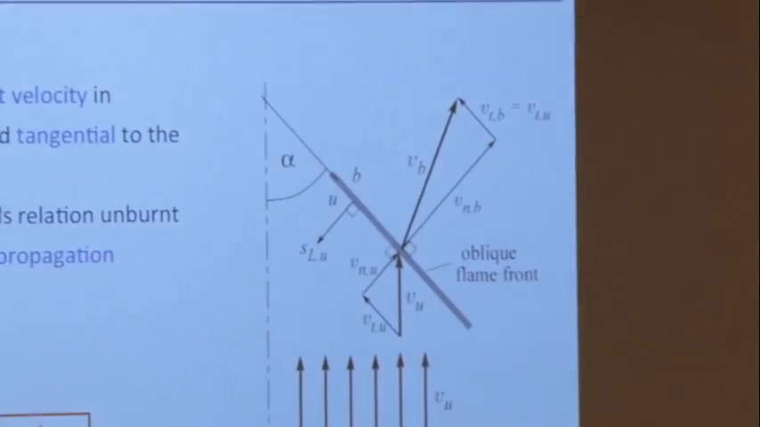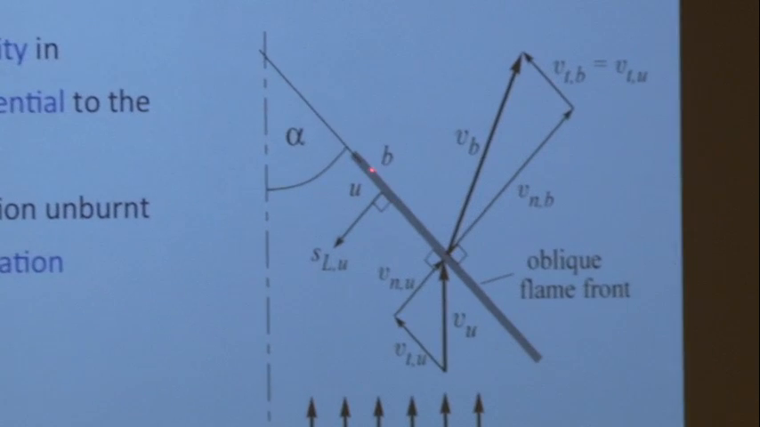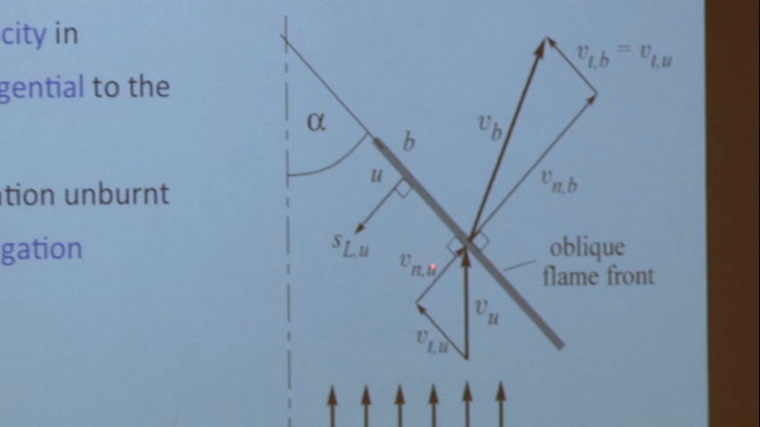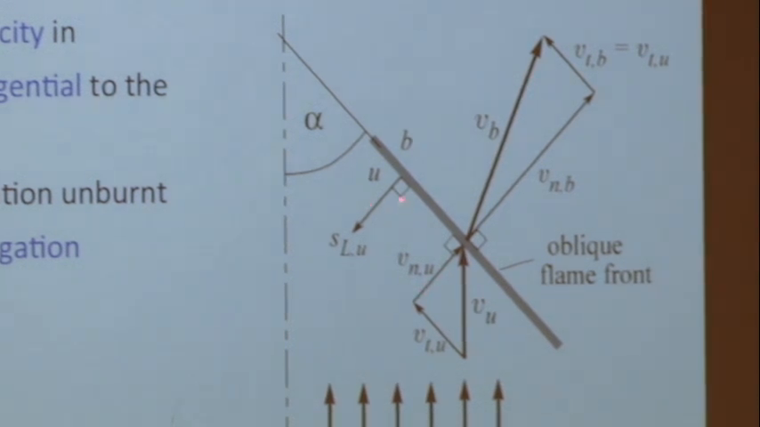Typically, we are more interested in the burning velocity with respect to the unburned gases, because this very easily gives you the mass burning rate of the fuel. So when we say S_L,u, we mean the velocity of this flame with respect to the unburned gases. And then S_L,u is the same as this. S_L,b would be the same as V_n,b. So you see that would be larger in this case.